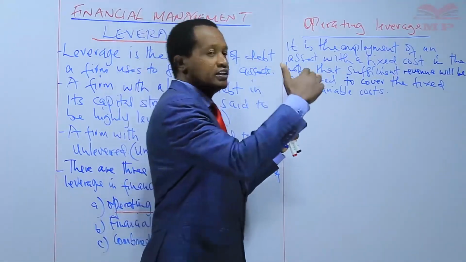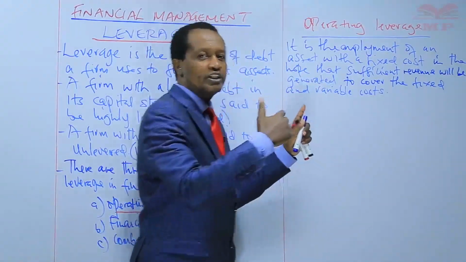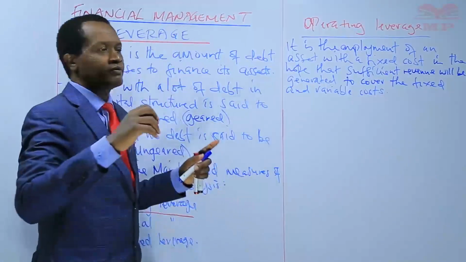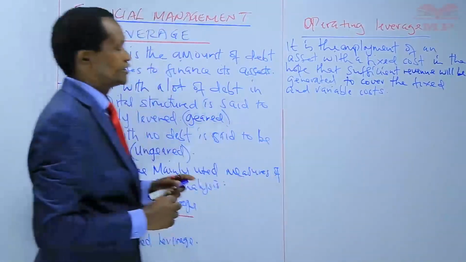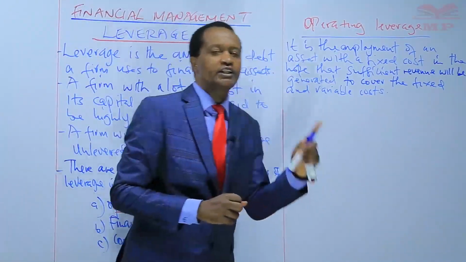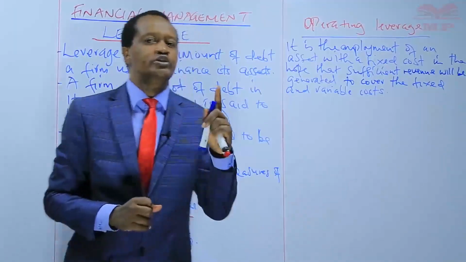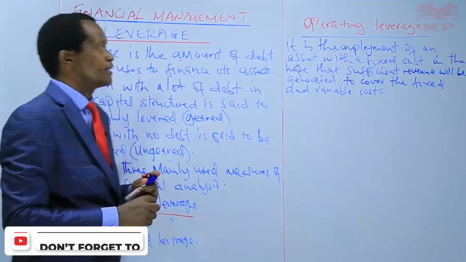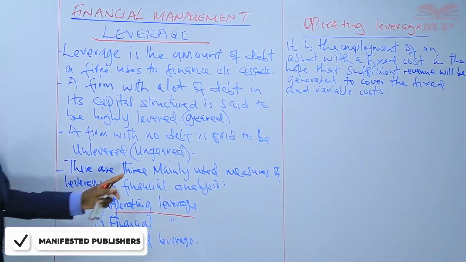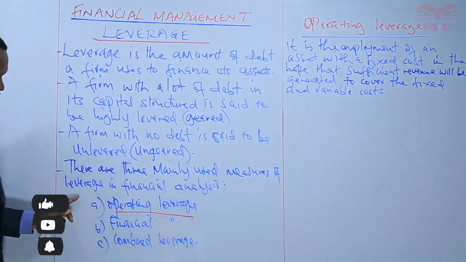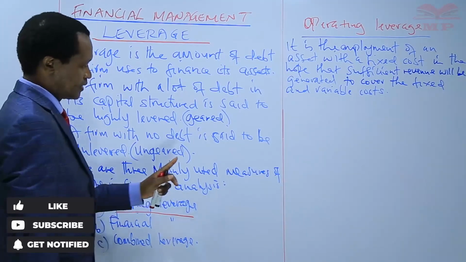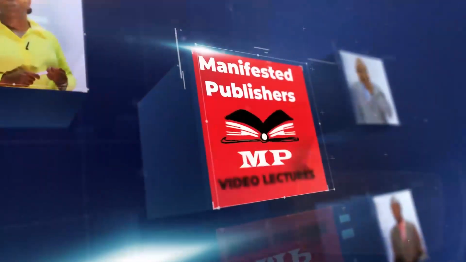To lever, to magnify the effects of changes in sales. So that's the meaning of operating leverage. I say that there are three mainly used measures of leverage in financial analysis.